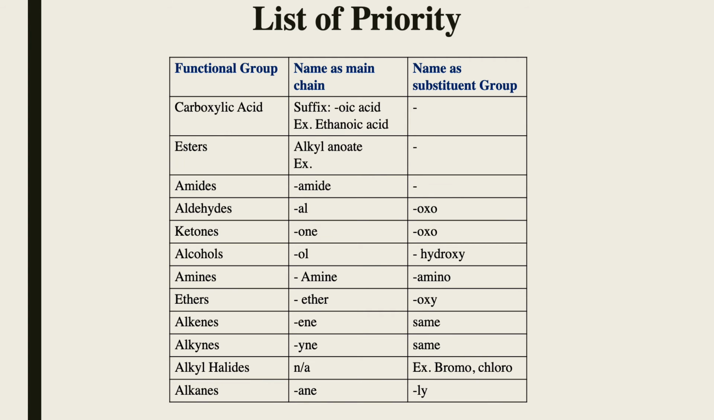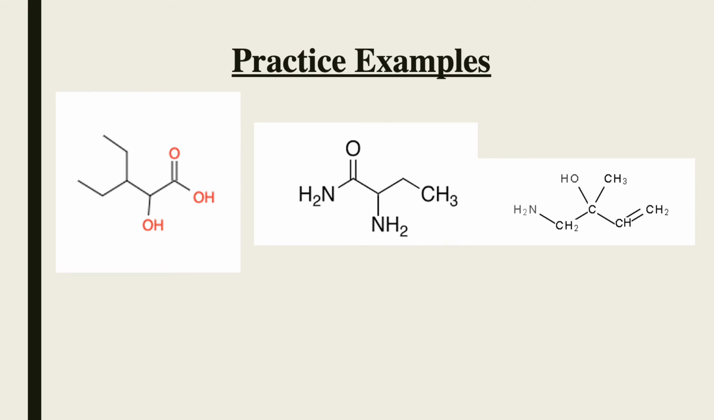Okay, so here we have our list of priority, and this is really important to keep in mind when you're naming or drawing out these structures. As you can see here, our carboxylic acid takes precedence over all of these different kinds of groups. So for example, if you had an alcohol and a carboxylic acid on the same compound, you would not use the -ol ending, you would use the -oic ending, and you would use hydroxy, so the alcohol, as a substituent group instead. Okay, so now we're just going to go over some practice examples.